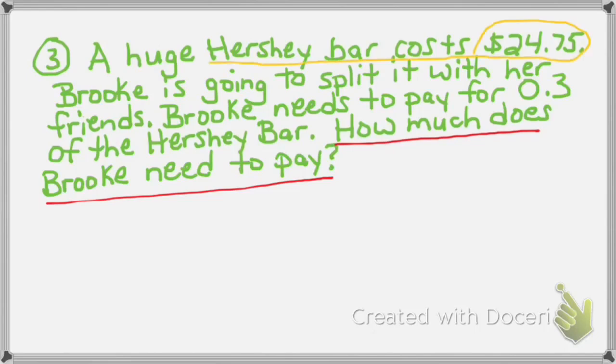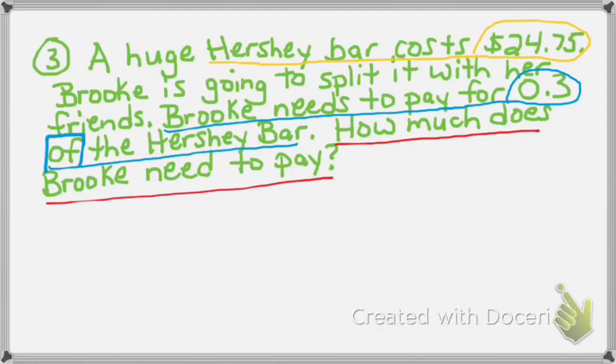What do I know? I know that the Hershey bar costs $24.75. And I also know that Brooke needs to pay for 0 and 3/10 of it. And I do remember from chapter 1 that anytime I have a fraction or a decimal and I see the word of, it means times or multiplication. So I'm going to need to multiply $24.75 times 0 and 3/10. Well, $24.75 definitely has more digits, so that's what I'll write on top. Underneath that, I'll multiply it by 0 and 3/10.